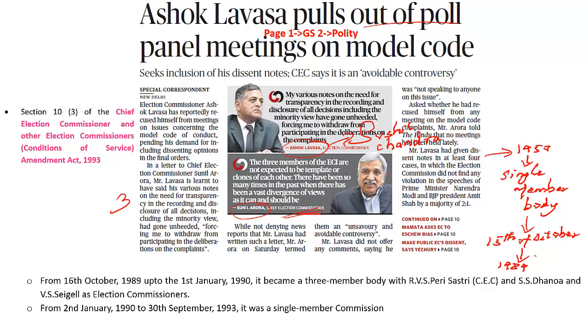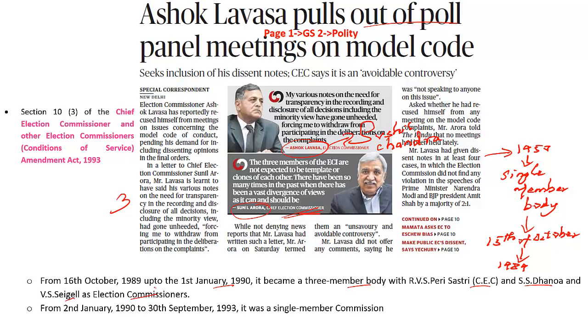But from 16th of October 1989 up to 1st of January 1990, it became a three-member body with RVS Peri Sastry as the chief election commissioner and SS Dhanoa as well as Seigell as the election commissioners. Why was this increased? That was because of the amendment made in the constitution where the adult franchise was reduced to 18 years from 21 years. Because it was reduced, the work for the election commission had increased. In order to overcome the work pressure, the election commission was increased from a single member body to a three-member body.